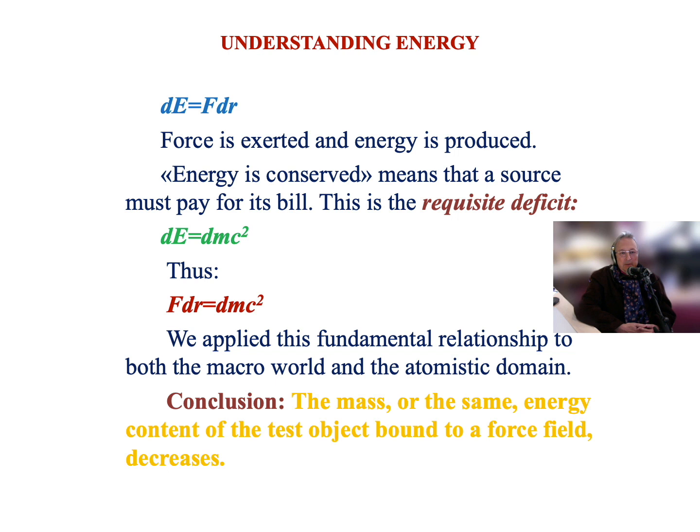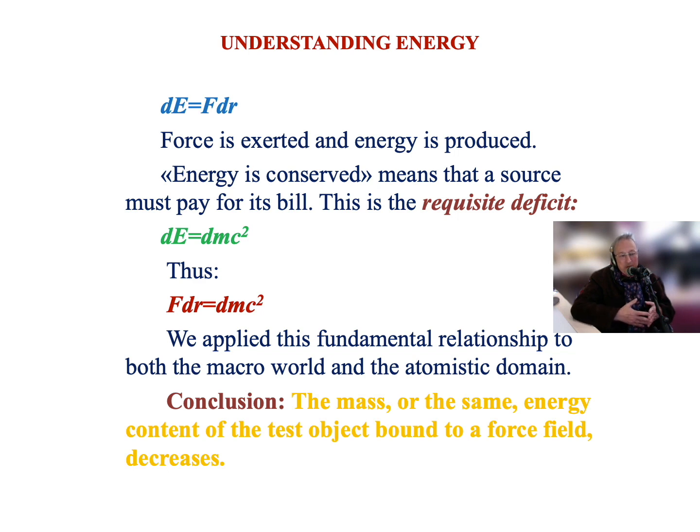One of the main problems is the understanding of energy. Now, energy is a very important concept. It is kind of left undefinable in the general theory of relativity, since the concept of force is left undefined in the general theory of relativity. So force is exerted and energy is produced. So this is as simple as this. So energy is conserved means that a source must pay for its bill.